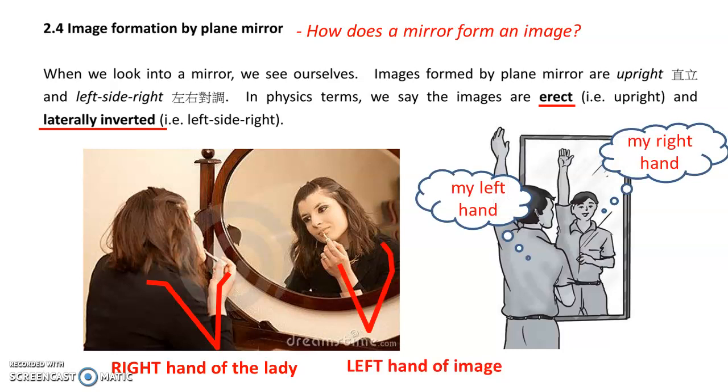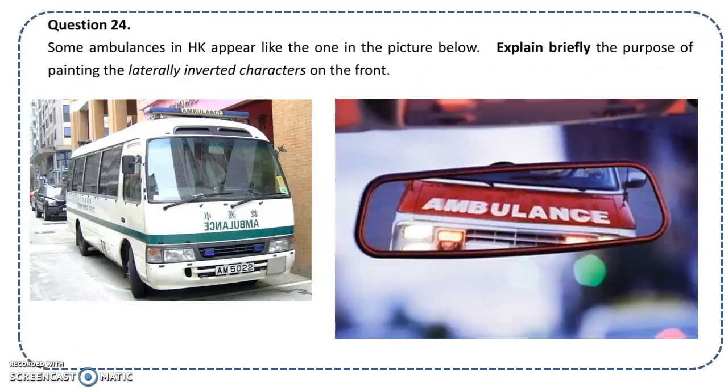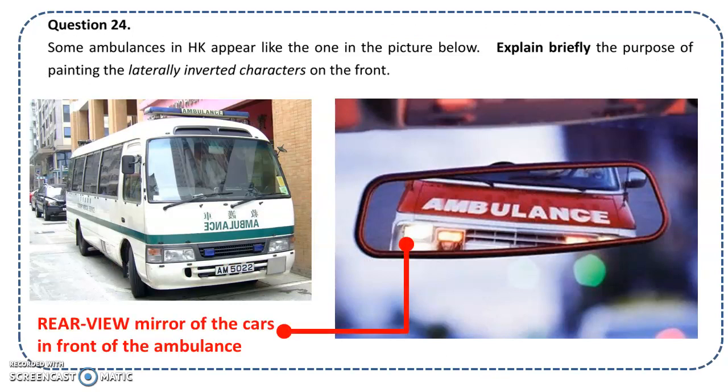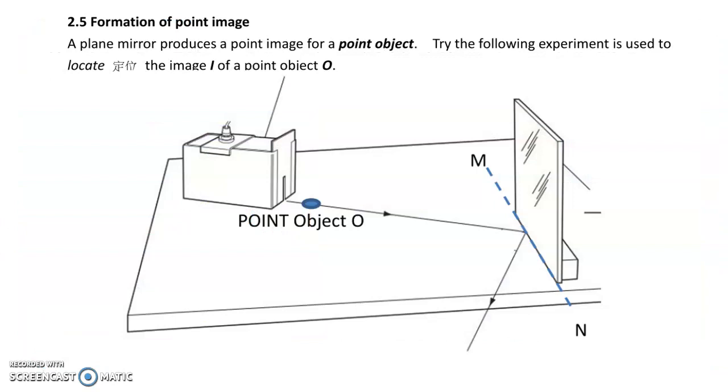So, how is an image produced? Why are plane mirror images always erect, but laterally inverted? Is it annoying sometimes? It may be for some people, and that's why the word ambulance on the front of an ambulance is printed this way. Let's look at how a point image is formed.